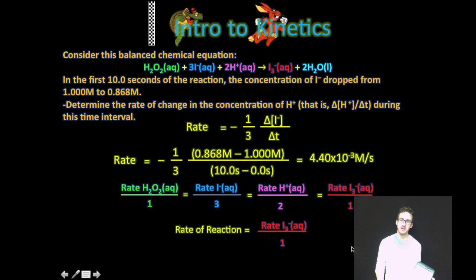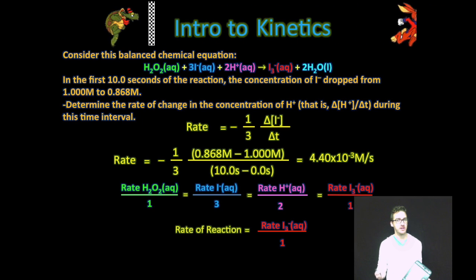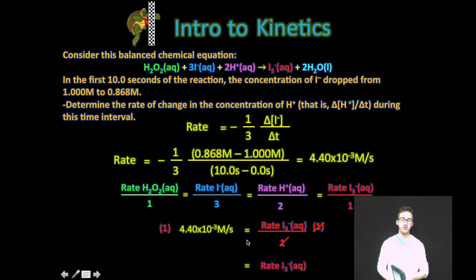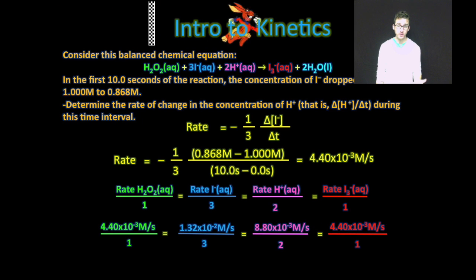And then finally, as we think about defining the rate of change or the rate of formation of the triiodide ion, we look at the coefficient in the balanced chemical equation. We know the rate of the reaction is 4.4 times 10 to the minus 3. The rate of production of the triiodide ion is going to be equal to that due to that coefficient of 1.